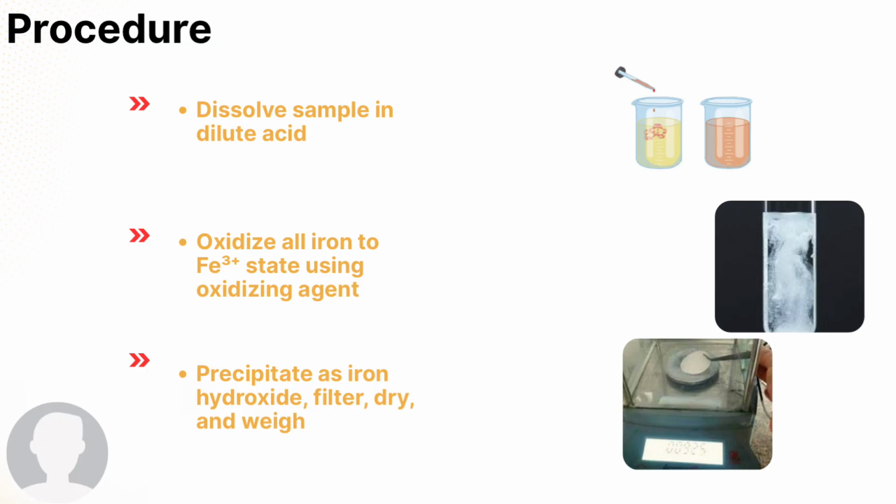The gravimetric route for iron demands an extra chemical step. After dissolving the sample in dilute acid, an oxidizing agent must be introduced to convert all iron ions into the stable ferric state. Once fully oxidized, the iron is precipitated as an iron hydroxide, which is then filtered, dried, and weighed.